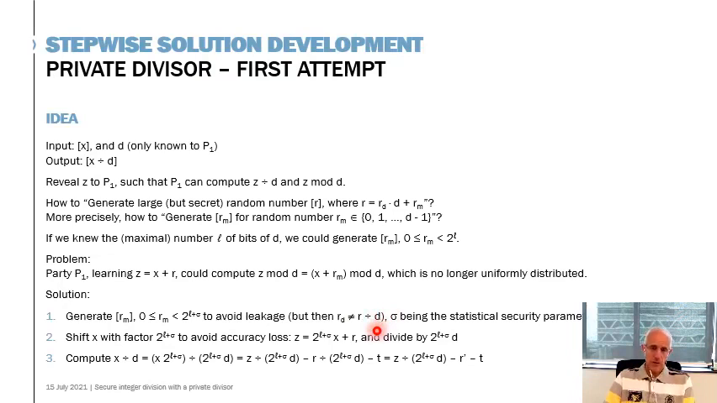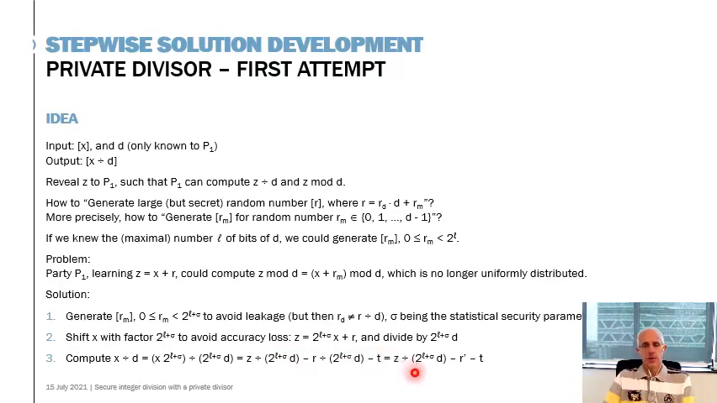So we thought of a solution for that too, namely we shift the secret value X with a factor 2 to the power L plus sigma, compute Z in this way, and we don't divide by D, but we divide by the shifted D. And this turns out to work really well, because now if you want to compute X div D, it's the same as the shifted X divided by the shifted D. And so this is more or less equal to Z divided by the shifted D minus R divided by the shifted D with some comparison bit, which we can still compute.